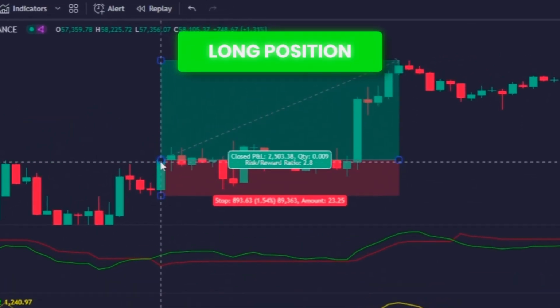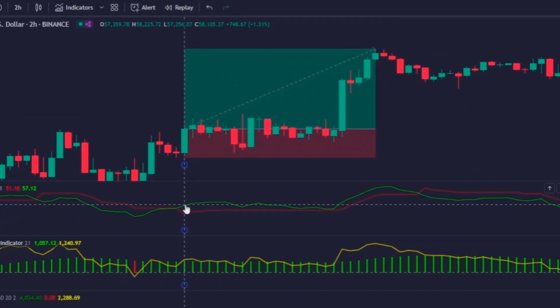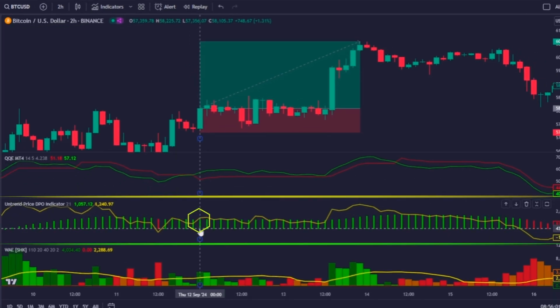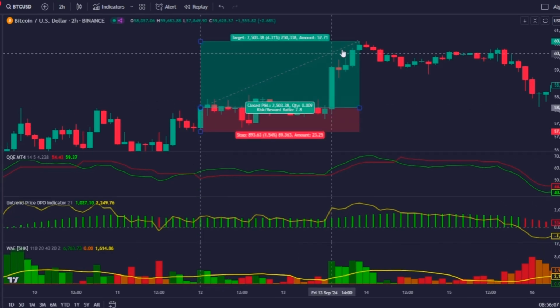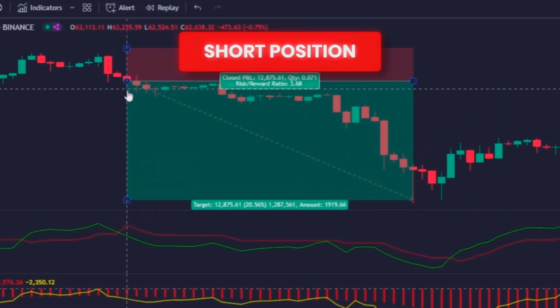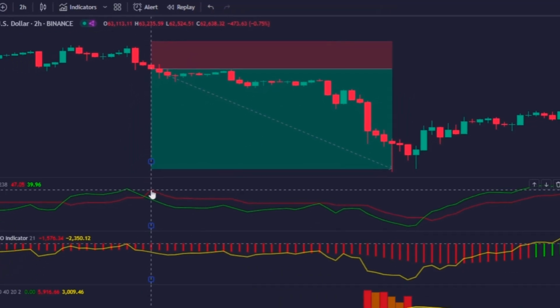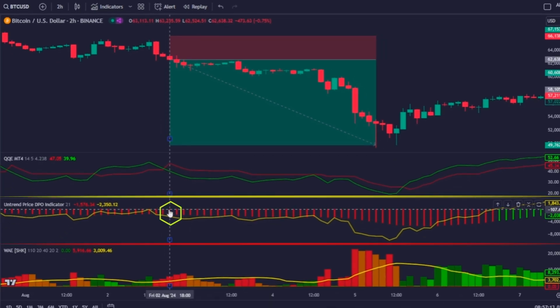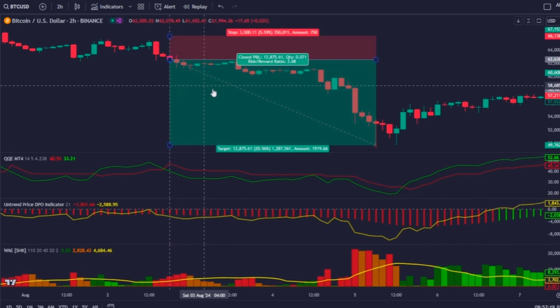A long position is considered when the QQE green line crosses above the red one, the DPO line is above the zero level, and the Quadratic explosion bar is green and above the explosion line, like in this example, and the short position is considered when the QQE red line crosses above the green one, the DPO line is under the zero level and the Quadratic explosion bar is red and above the explosion line, like in this second example.